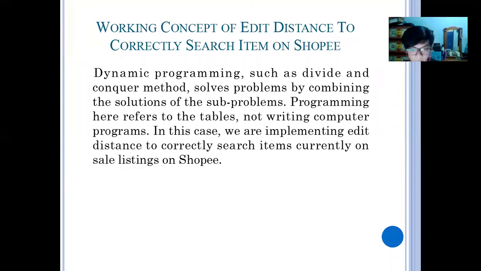Okay, I'll continue from now on. The working concept of edit distance to correctly search items on Shopee. Dynamic programming, like the divide and conquer method, solves problems by combining the solutions of subproblems. Programming here refers to the tables, not written computer programs. In this case, we are implementing edit distance to correctly search items currently on sale listings on Shopee.